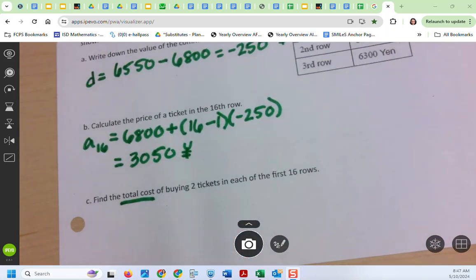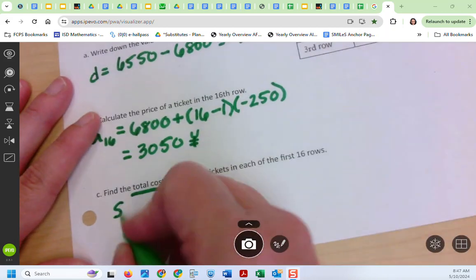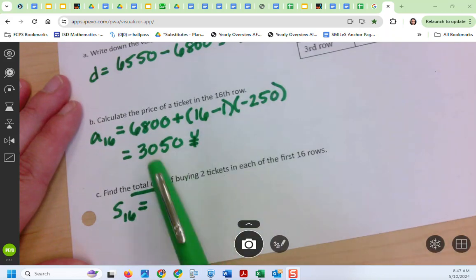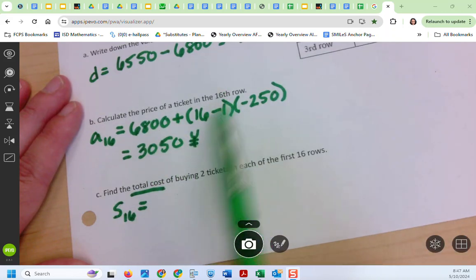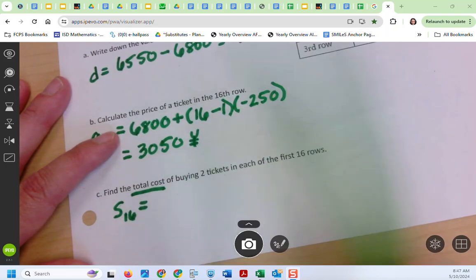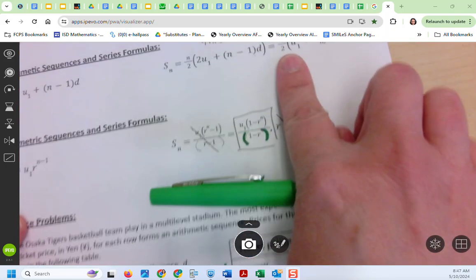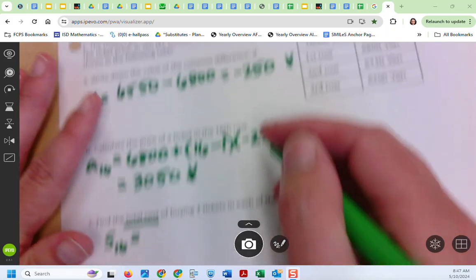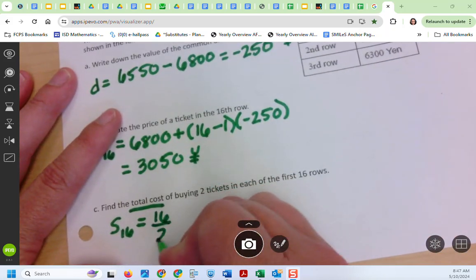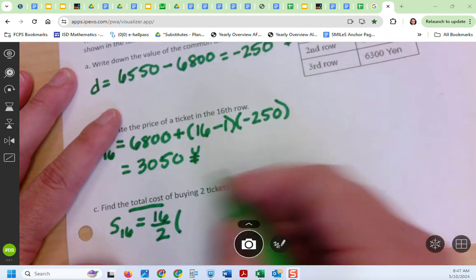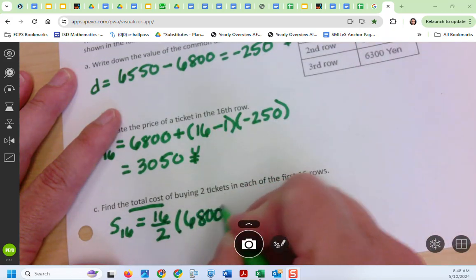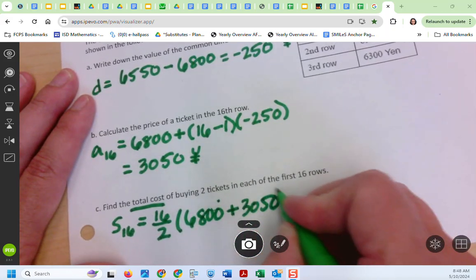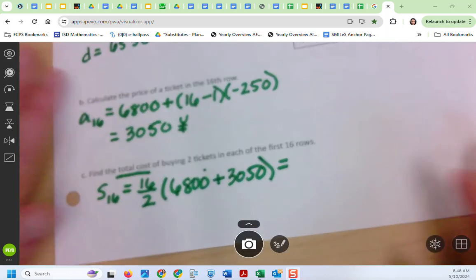All right. So the sum of 16 rows. I do not know the last row... oh, I do know the last row because I just found it. You see that? That's A sub 16. So I can use the easier formula, the one when you know the first and the last. So it's going to be 16 over 2, times the first row plus the last row. And then after I get that answer, I'm going to want to multiply it by 2.